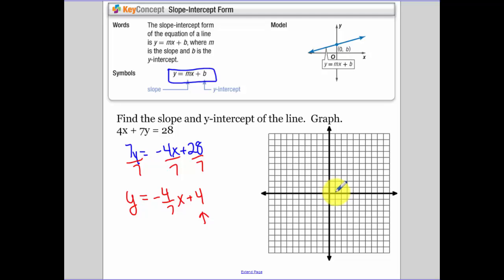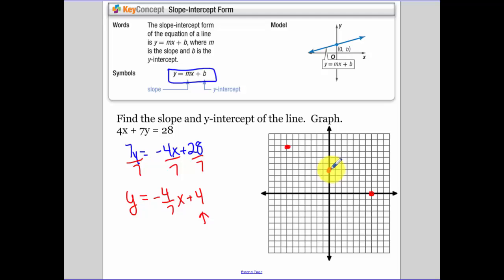So I go up to 4, and now I count out my slope. I can count down 4, 1, 2, 3, 4, and then to the right 7. I went down, which takes care of the negative part, and then to the right 7. I can also go up 4 and left 7. Left tells me the negative part of my slope.